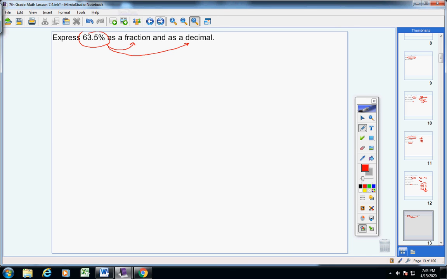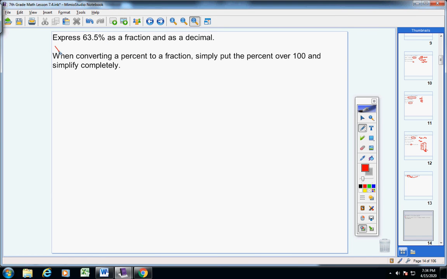So here we go. First of all, I would encourage you to write this down. This is the first thing here that I want you to memorize, okay? If I go too fast, just stop the video, just pause it, okay? When you're converting a percent to a fraction, simply put the percent over 100 and then simplify. Now guys, that's easy. Okay, pick up the percentage, put it over 100 and simplify. That's all you have to do.